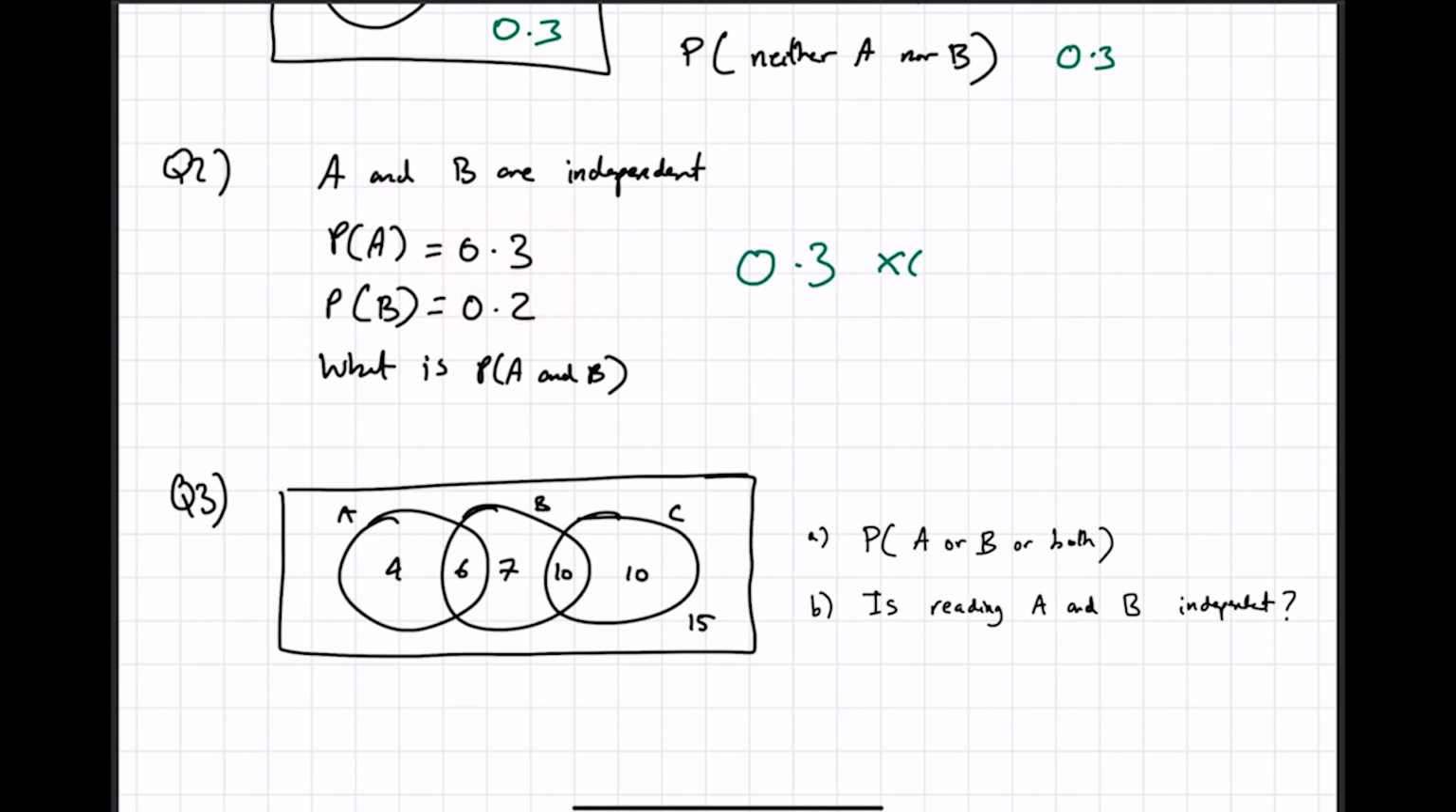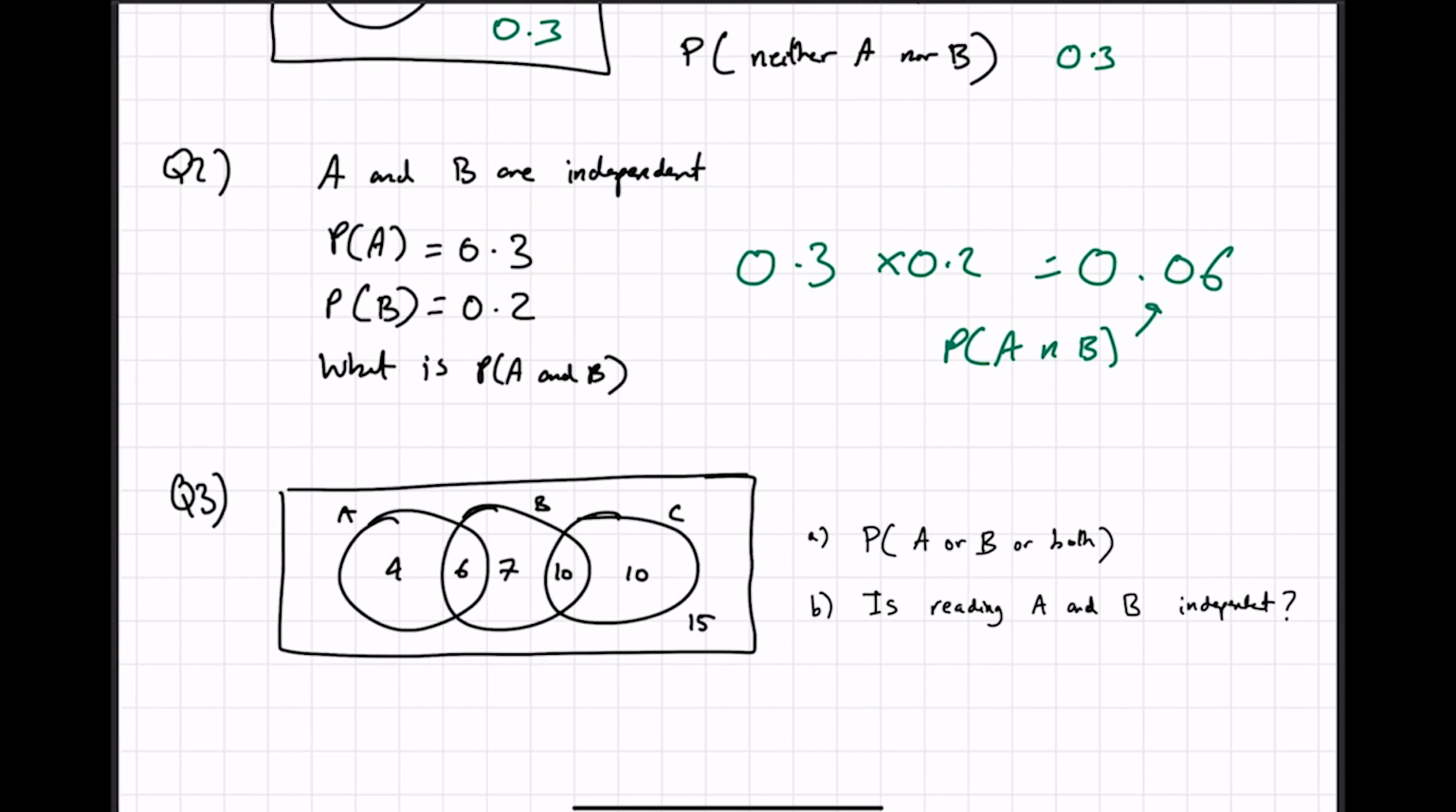So here it is, 0.3 times 0.2, which should be 0.06, I believe. And that's going to be your answer for the probability of A and B. That's the probability of A and B, that one there. And that's because they're two independent events, so that's why we can just multiply these two numbers together.